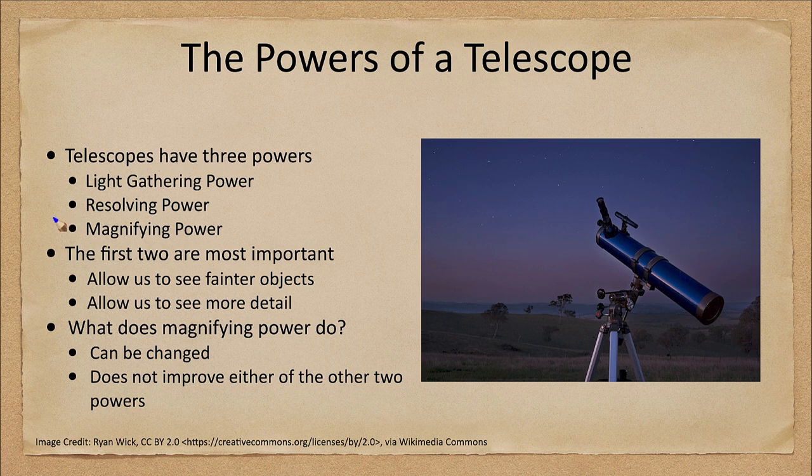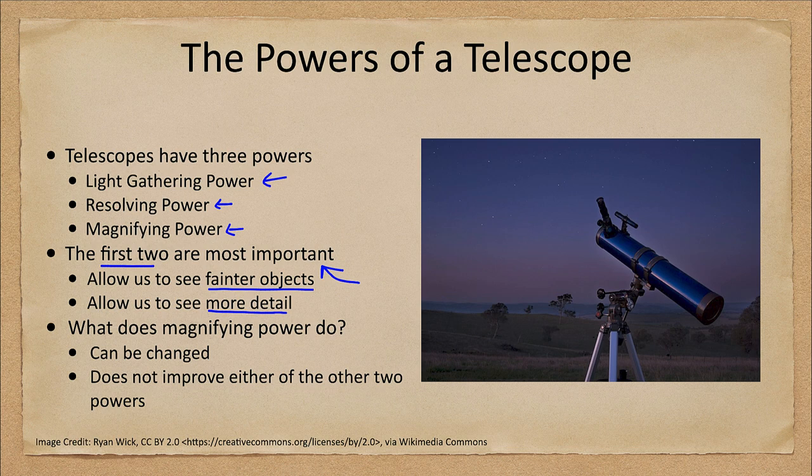And a telescope is considered to have three powers. It has light gathering power, how much light it's able to detect. It has resolving power, how much detail you're able to see. And it has magnifying power, how much it is able to magnify things. To an astronomer, it is the first two that are the most important because they allow us to see fainter objects. The more light we get, the fainter objects we can see, and they allow us to see more detail.